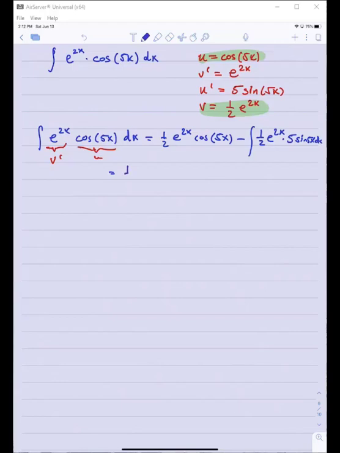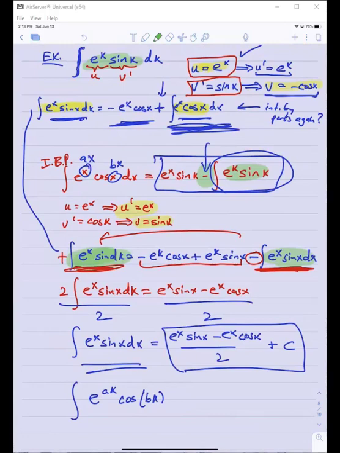So we have 1 half e to the 2x cosine 5x, looks like minus 5 halves integral e to the 2x sine 5x. Okay, now, if you're looking at this and comparing to what we did in the last problem, it does look like this integral has been switched out for the same one, but with the cosine switched to the sine, which is the same thing that happened back here when we did this substitution pattern.